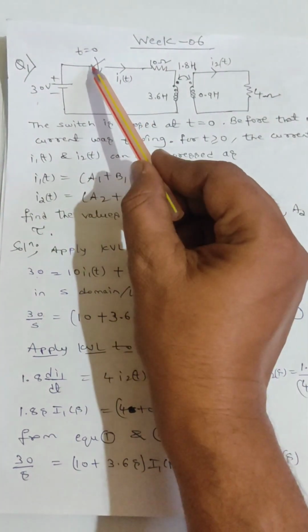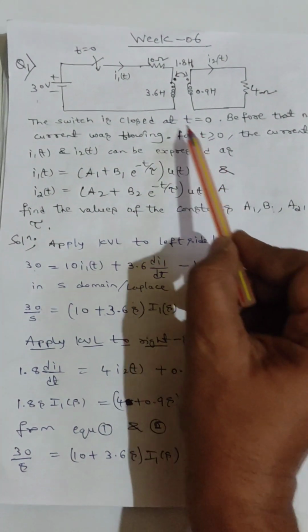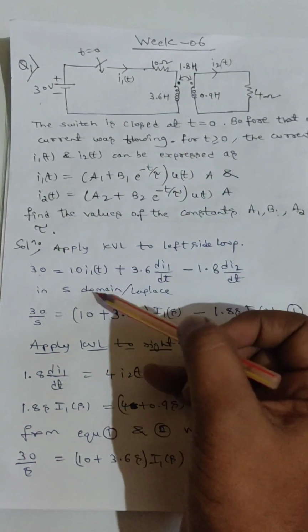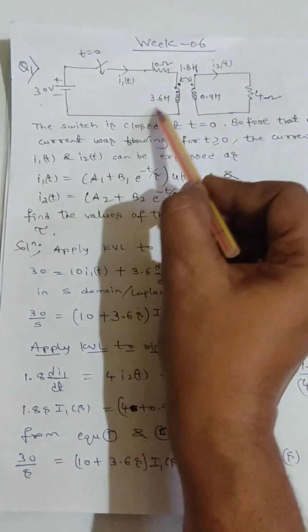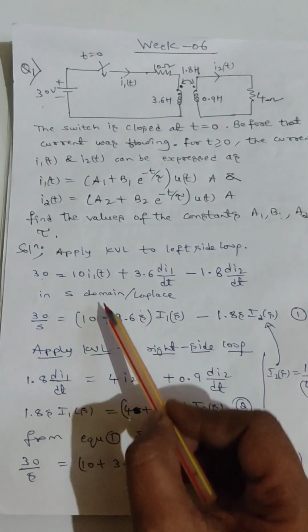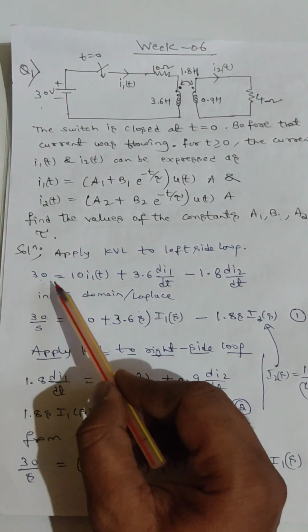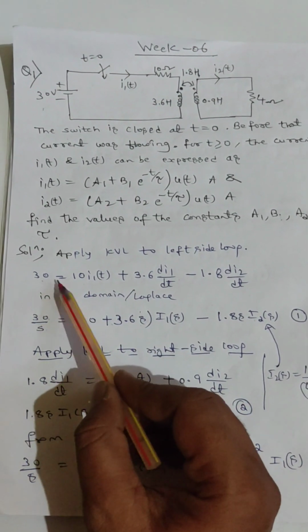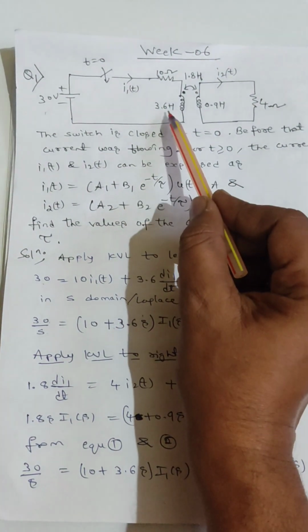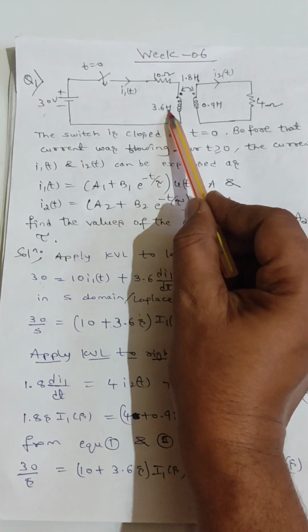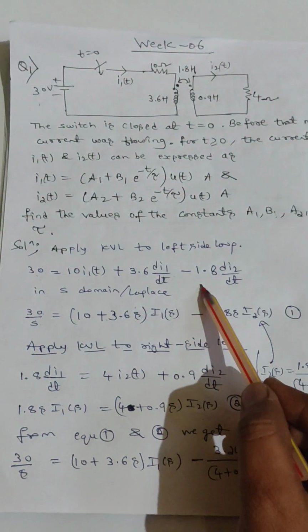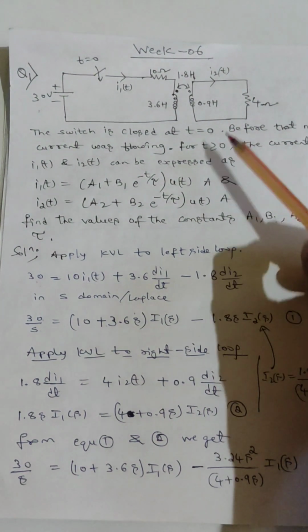Okay, so when the switch is closed for t greater than or equal to 0, I1 of t flows in the left loop and I2 of t flows in the right loop. Let me apply KVL to the left side loop. Minus 30, plus 10 I1 of t; if I take it to the right side, it becomes plus. According to that, I wrote the equation, grouping all the variables and constants on one side: 30 equals 10 I1 of t plus 3.6 dI1 of t by dt minus 1.8 dI2 by dt.